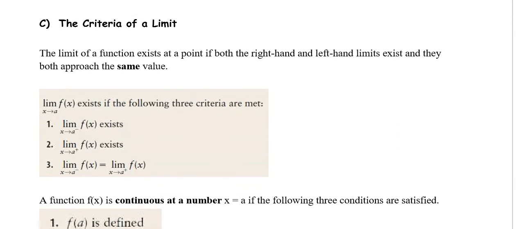Let's talk about the criteria for a limit. Sometimes we want to know if there is a limit that exists. The way we do that is by comparing the left-handed limit and the right-handed limit. Let's start by taking a look at a limit that exists.